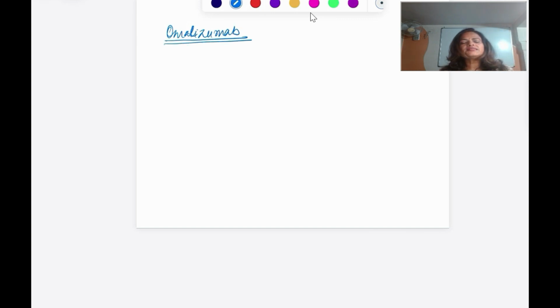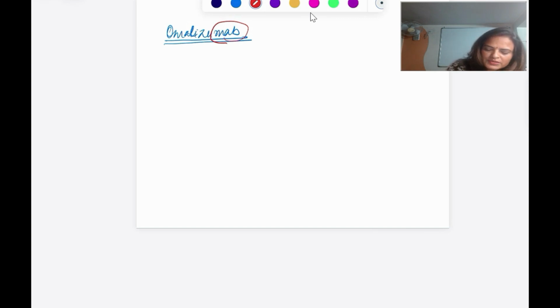This is anti-IgE antibodies, this drug. So wherever the word MAB comes, this is a monoclonal antibody. So it is a humanized monoclonal antibody. Now how is this drug going to act? It is going to inhibit.